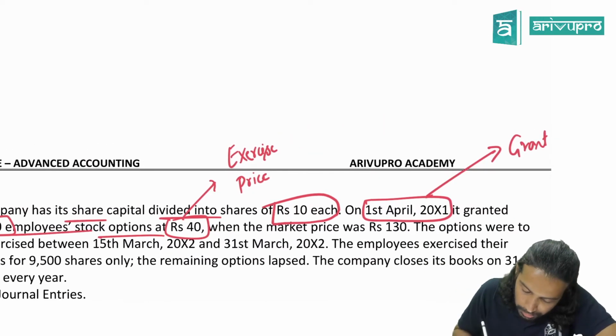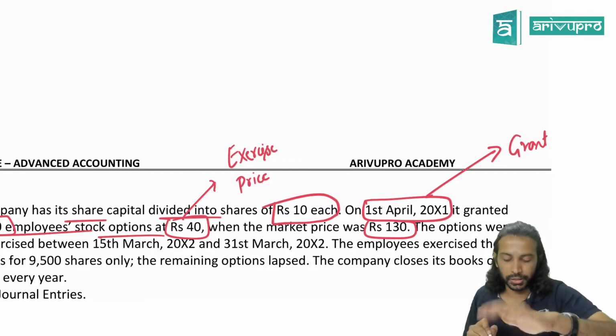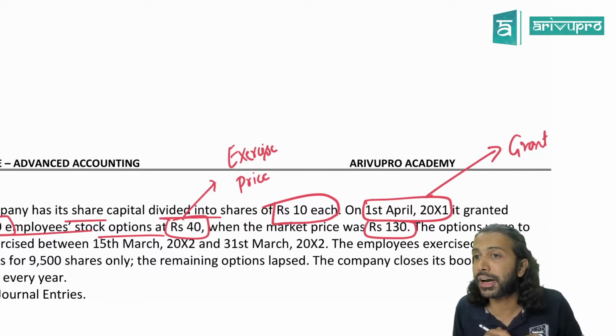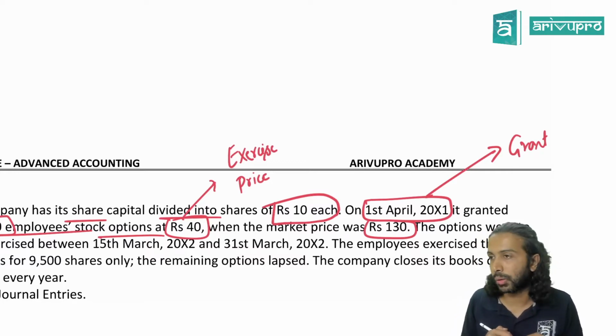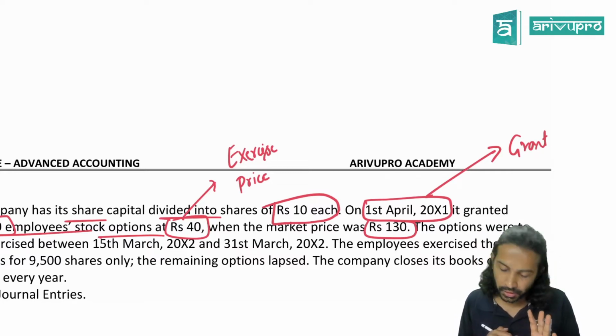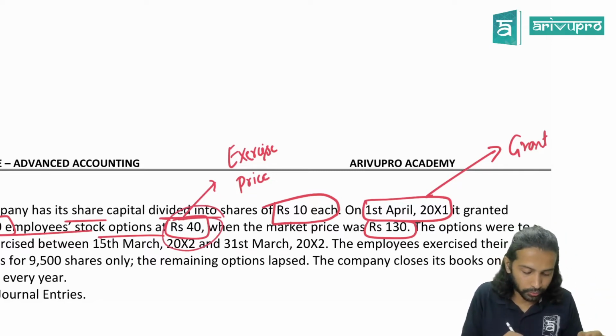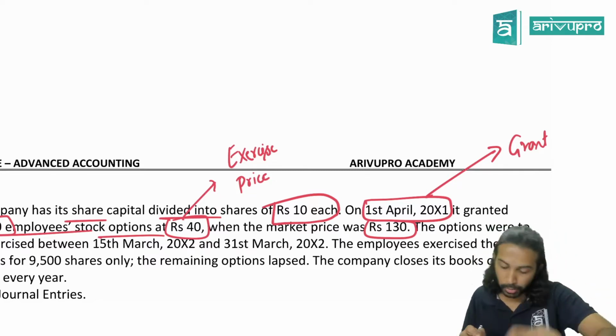But what is the market price of the share? 130. That means 130 worth of share you are giving to the employees just at 40. Huge discount. Yes. Fine. How much discount, by the way? 130 worth of share you are giving for only 40, which means the discount is 90 rupees per share.